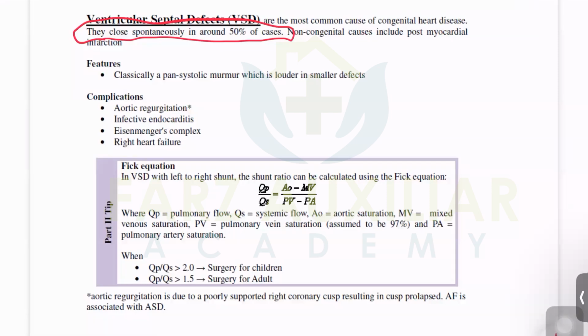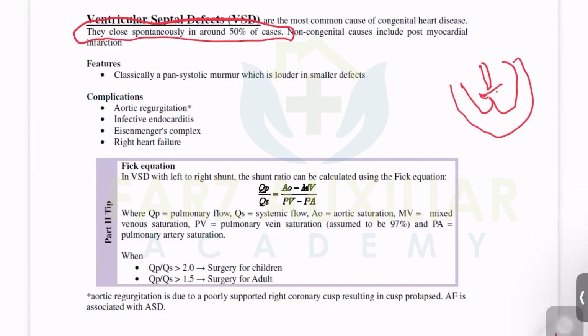Okay. What are the complications? If the VSD is very close to the aorta, then it can lead to aortic regurgitation. Of course, it is a very common cause of infective endocarditis. Third is Eisenmenger complex. As I told you, this is basically the left ventricle, so this is the blood flow happening from the left ventricle to the right ventricle. But eventually, as the pulmonary blood flow increases, pulmonary hypertension occurs. There is a reversal of the blood flow, which is known as Eisenmenger complex, and also right heart failure.